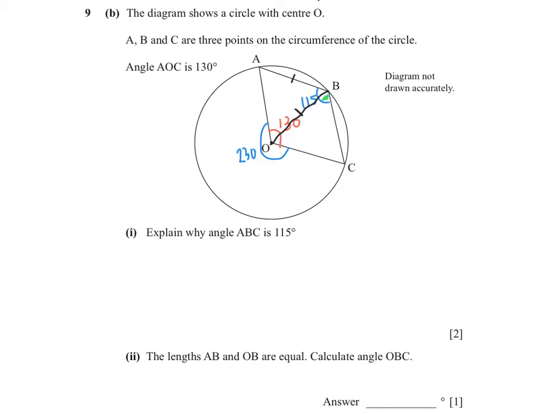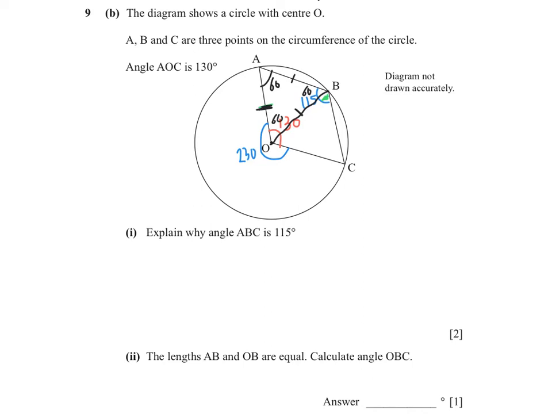Now we go back to these equal lengths. AB and OB are equal. You'll notice OB, O is the centre, B is on the circumference, so OB actually is the radius. If it's the radius, this is the radius as well, so it's the same length. So what you actually have there is an equilateral triangle. So that angle's 60, that angle's 60, and that angle's 60.